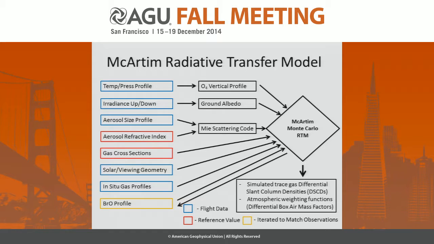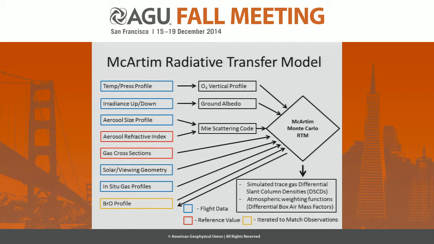Now, we use the McArtim radiative transfer model, which is a Monte Carlo model, and this was developed in the University of Heidelberg in Germany. We tried to constrain it as best as possible with in situ measurements whenever available to better simulate the radiative transfer of our atmosphere, in Science Flight 6 rather.